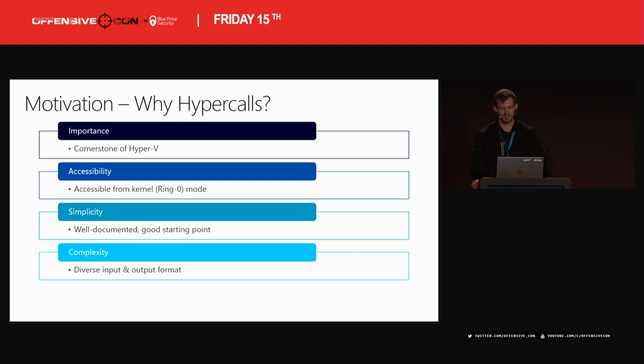And the Hyper-V development team produces a document known as the Top-Level Functional Specification, the TLFS for short. This document goes into great detail on a number of the components of the hypervisor. It describes the hypercall interface and some of their parameters, so it's really a great starting point.